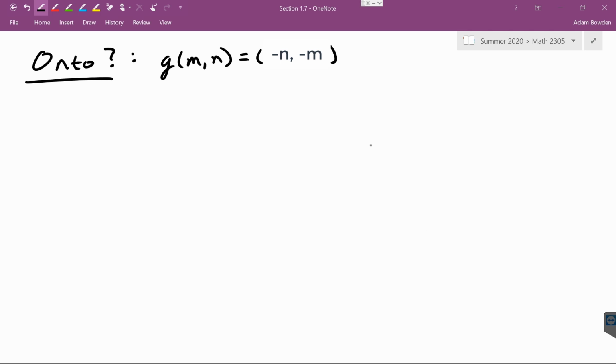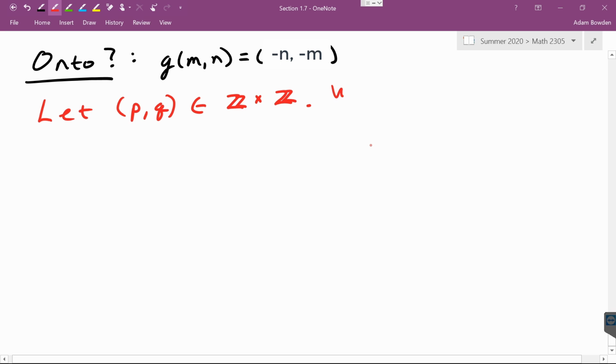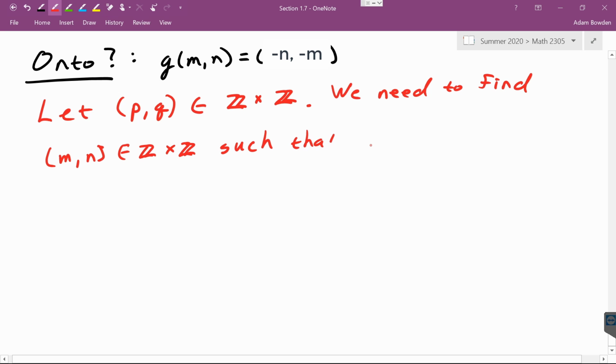But to show that's the case, I'm going to walk through the full steps of verifying that a function is onto. The way we're going to do this is we're going to let p comma q be a member of Z cross Z. What we need to do is find an m, n from within the product Z cross Z, such that if we take g of m, n, it'll equal p comma q.